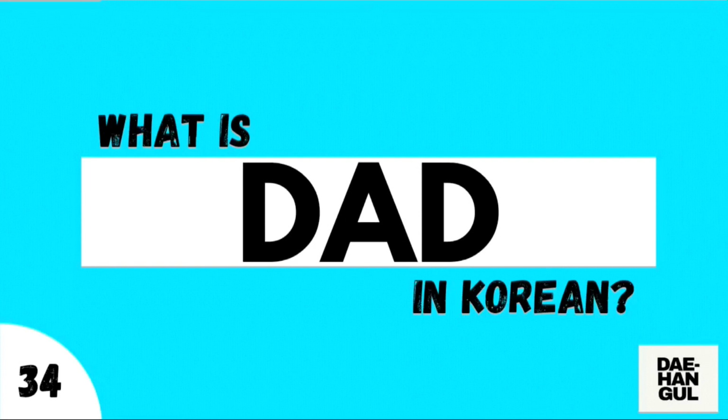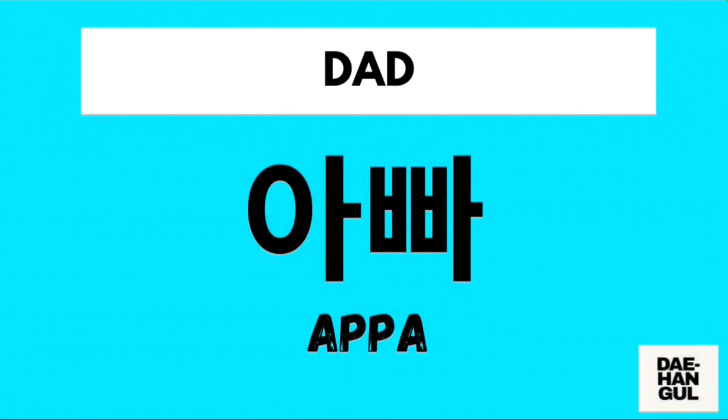What is dad in Korean? The Korean term for dad is appa. Again, it's appa. This is pronounced as a two-syllable word. The first syllable is a, the second syllable is pa. Pronounce it with me. Appa, appa.